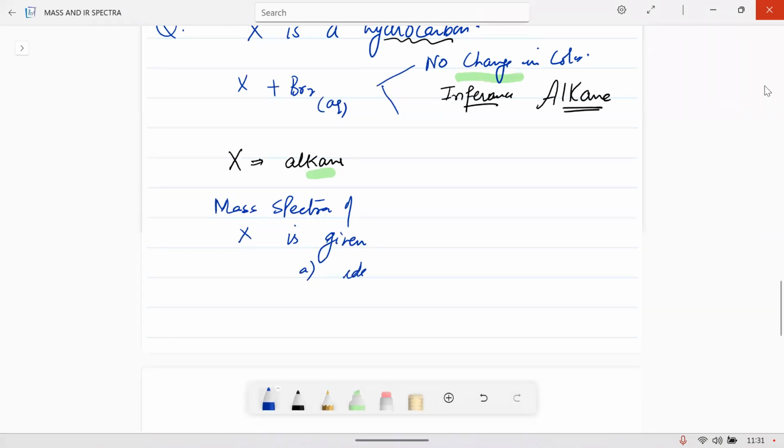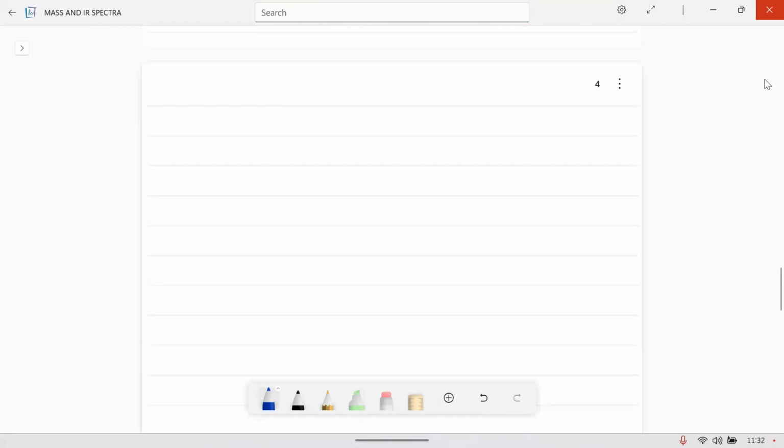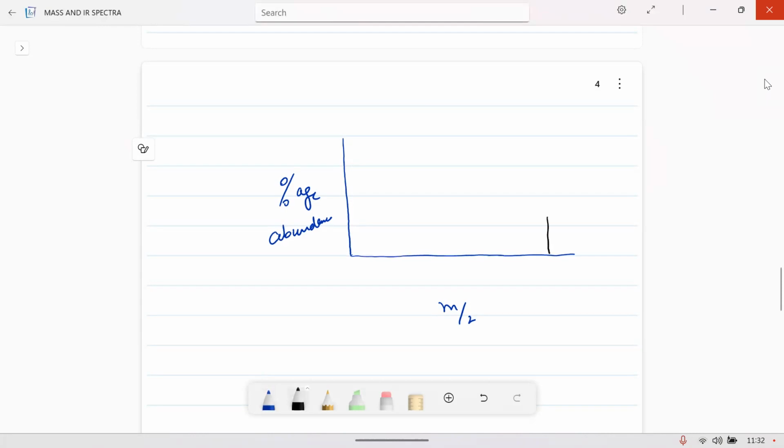Question number 1, identify X. Now you need to know exactly which compound it is. Is it methane, ethane, propane, butane, what? So let's say the mass spectra given to us is percentage abundance. Let us say there is a peak at 58, then there is a peak at 43, then there is a peak at 29, and there is a peak at 15.